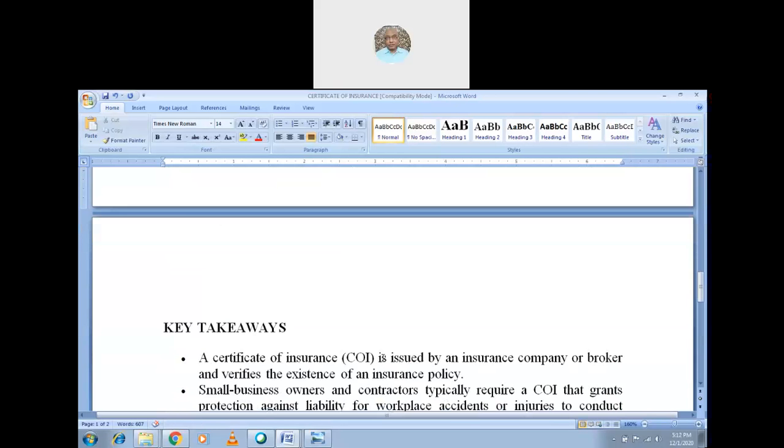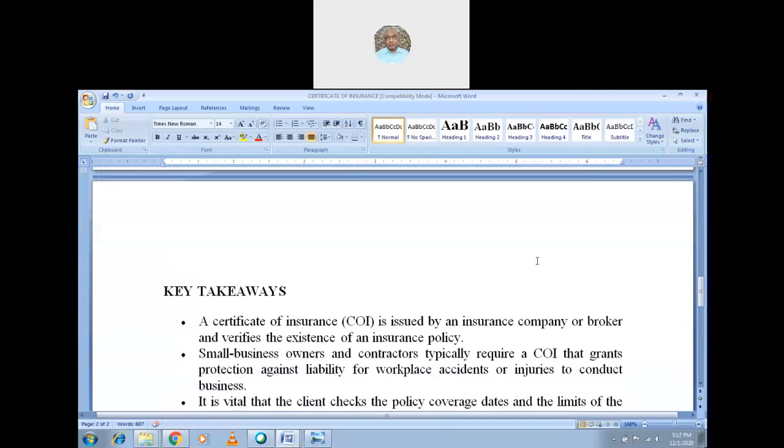So what are the key takeaways in the certificate of insurance? Number one, a certificate of insurance, that is a COI, is issued by an insurance company or a broker and it verifies the existence of an insurance policy. By looking at the COI, it can be known who is the insurer and who is the insured, what coverage would be there, what rules and regulations would be covered, and what the liability would be. The extent of the liability is also clearly mentioned in the certificate of insurance.